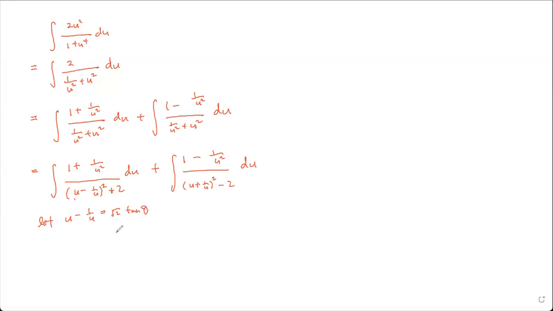The reason for using this substitution is because when I square this, I get 2 tangent square theta. So 2 tangent square theta plus 2 is 2 times tangent square theta plus 1, right? And that's an identity: tangent square theta plus 1 is secant square. So this is actually 2 secant square theta. This is what I'm trying to achieve.